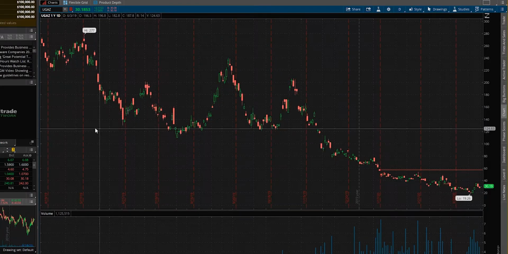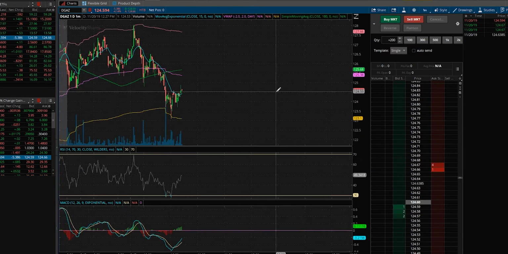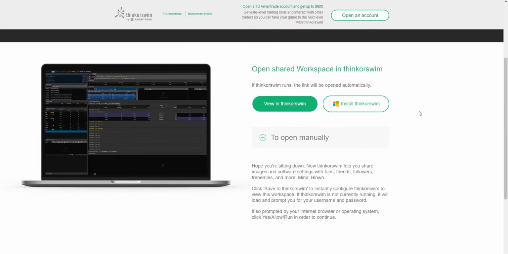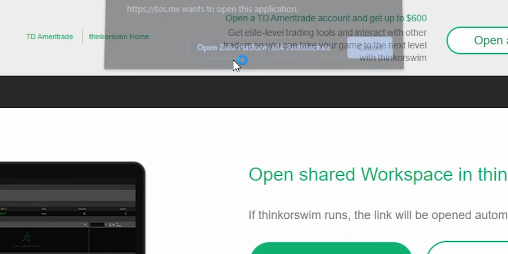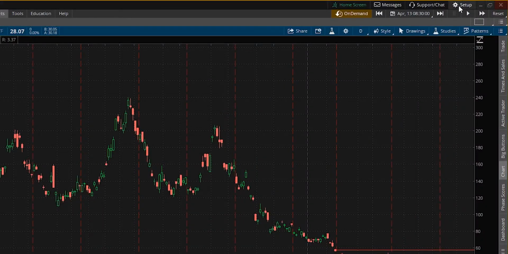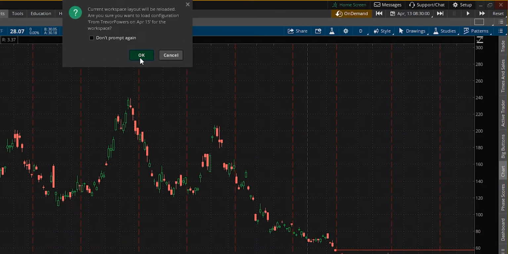Alright, now I'm going to get into how you can make your ThinkOrSwim look like mine, because when you first open it, it doesn't look anything like this. Now, I could go into detail about each little thing, but I'll save that for another video. Instead, I'll show you how you can download my preset and use it for yourself. All you have to do is click the link in the description. It'll take you to a website where you have to click View in ThinkOrSwim. Then, press all the OKs that pop up, and you have all the same settings as me.